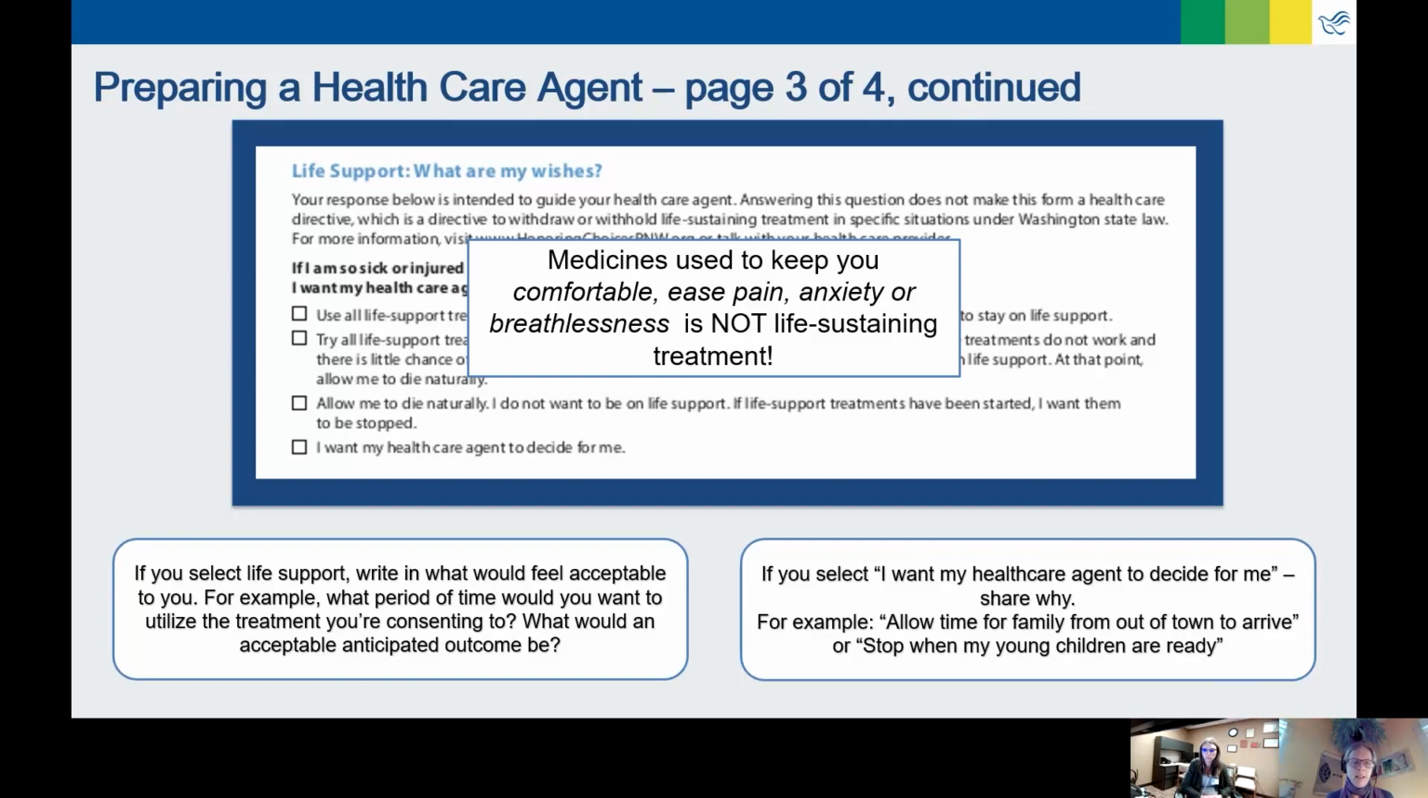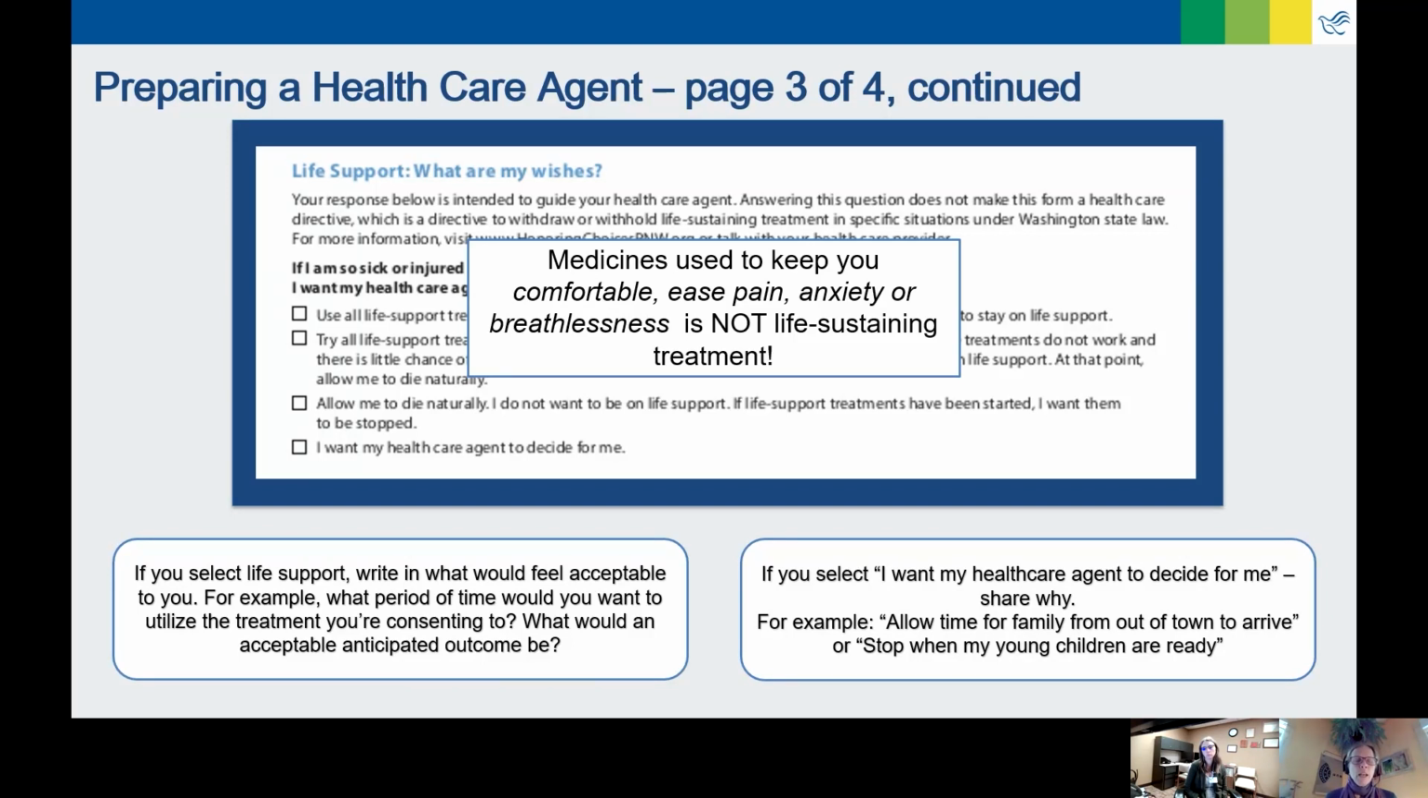An example might be, if I chose, and this is an exception where you could choose more than one box. So if I choose allow me to die naturally, I don't want to be on life support. If it's already been started, I want it stopped. But I want my healthcare agent to decide for me around timing. I'm one of those folks who moved away from my family and I live on the West Coast, but most of my family's on the East Coast. And so I would want to give my family a little bit of time to come and be with me before life sustaining treatment was stopped. Again, that would be my preference, may or may not be possible.